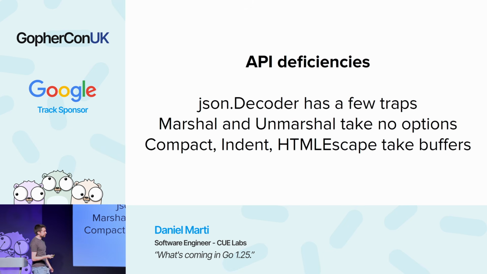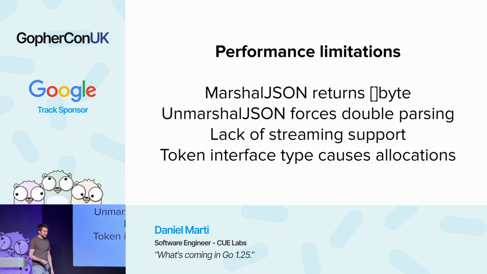It also has a number of API deficiencies. json.Decoder has a few traps, such as if you do json.Decoder with a reader and then you call Decode once, there's a bug in that. And that is that you're not checking whether there's any trailing data in that reader. So that is potentially a security issue if somebody's sending you data that's a JSON blob, and at the end there's malicious data. You're not checking if that's the case or not. Marshal and Unmarshal don't take options because the options are part of the encoder and decoder. And a bunch of other APIs take buffers, which is horrible.